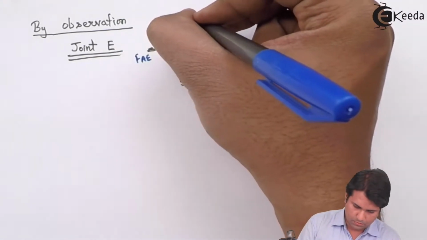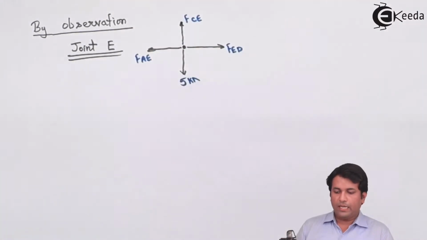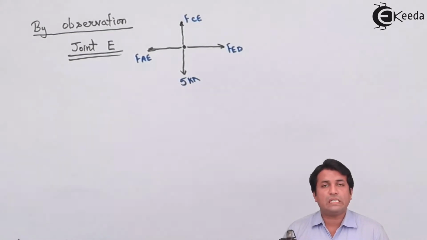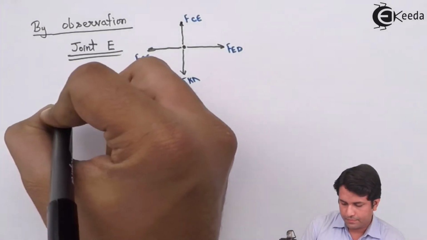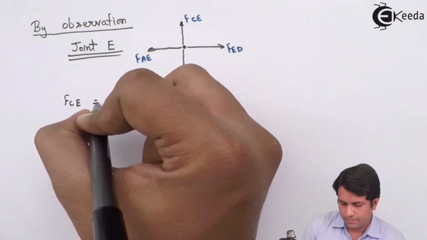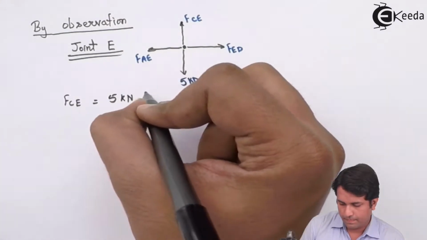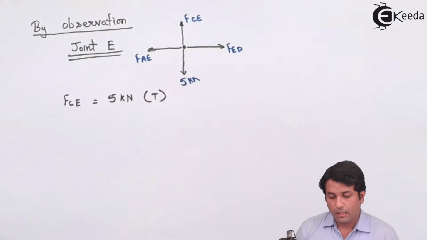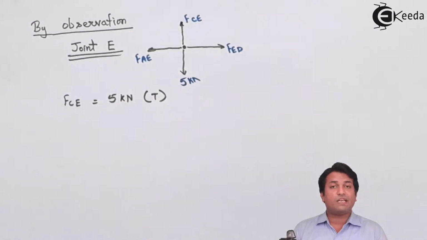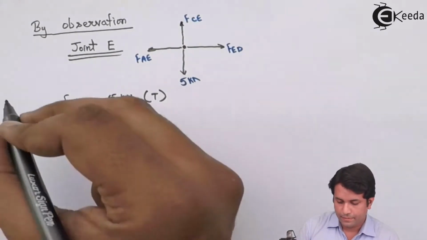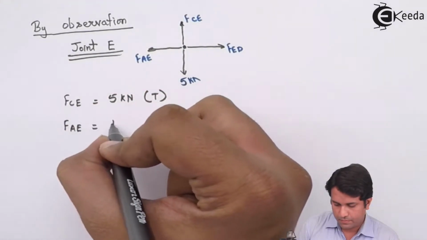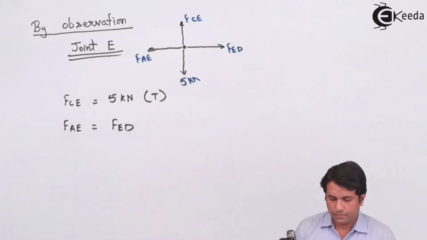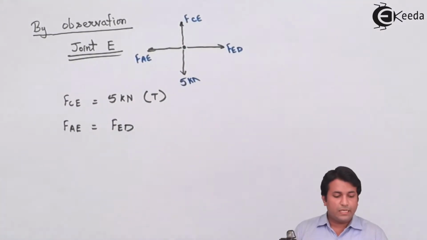I can directly write the force in member CE to be 5 kilonewton tensile. Force in member AE will be the same as the force in member ED. Now, what I'll do is move on to the next joint.